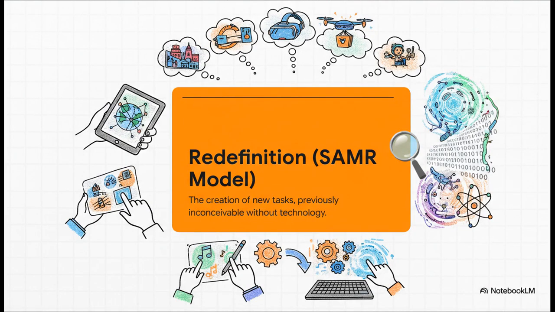This brings us straight to practice 3, which is aiming for what the SAMR model calls redefinition. Now, this isn't just about swapping a pen for a keyboard. No way. This is about designing tasks that would have been literally impossible without the tech we have today. And that right there is where the magic happens.